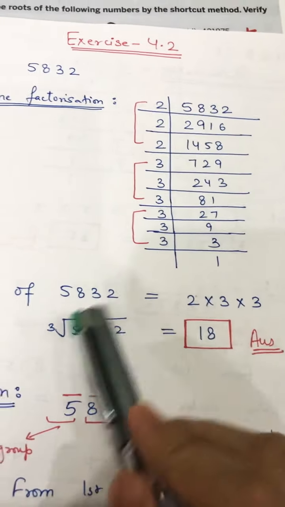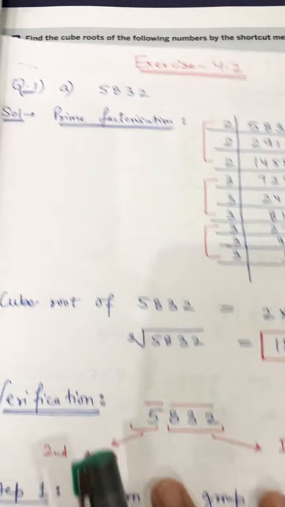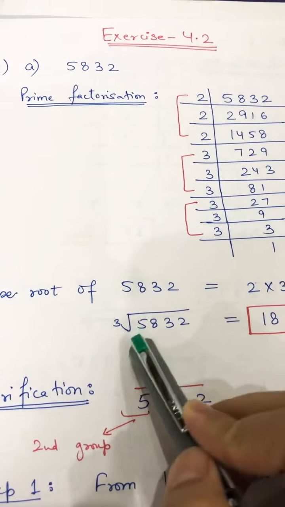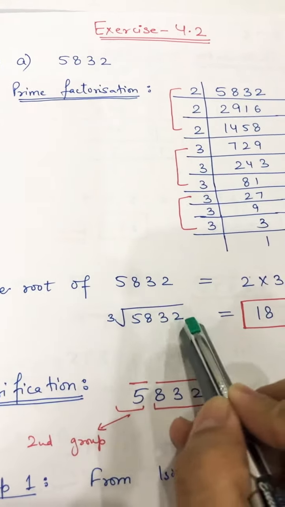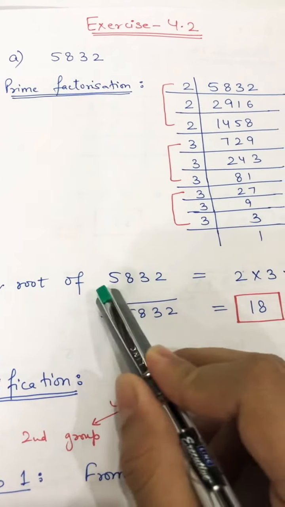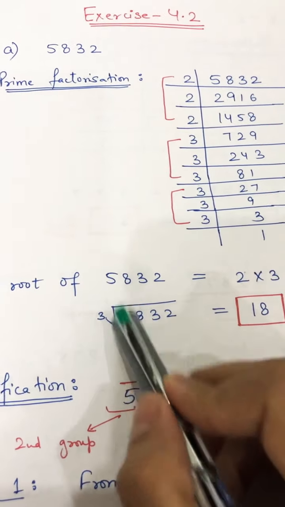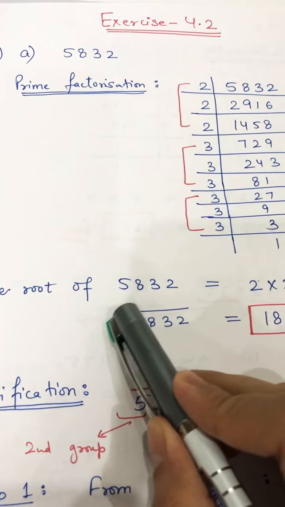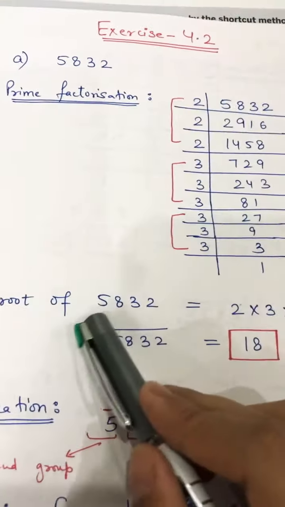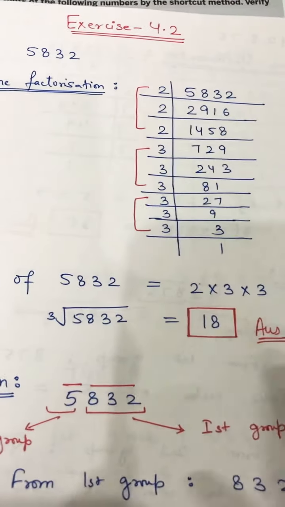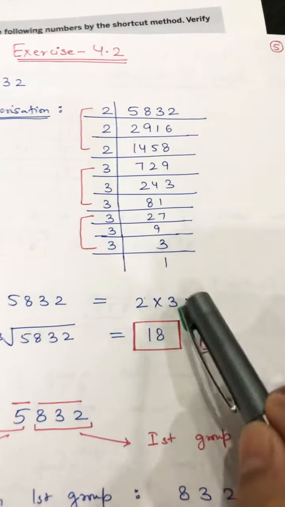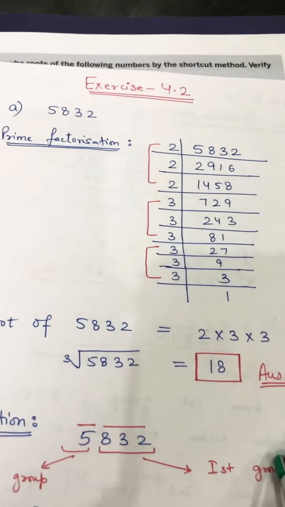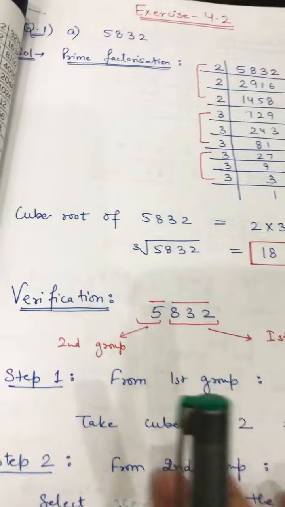Okay, or if we want to write the symbol of cube root, here is the symbol of cube root. It is equal to the cube root of 5832, and this is the under root symbol. When we are going to find the cube root, you have to place a 3 here. So the cube root of 5832 is equal to 2 3s are 6 and 6 3s are 18. This is your answer. Okay, now you have to verify the question.